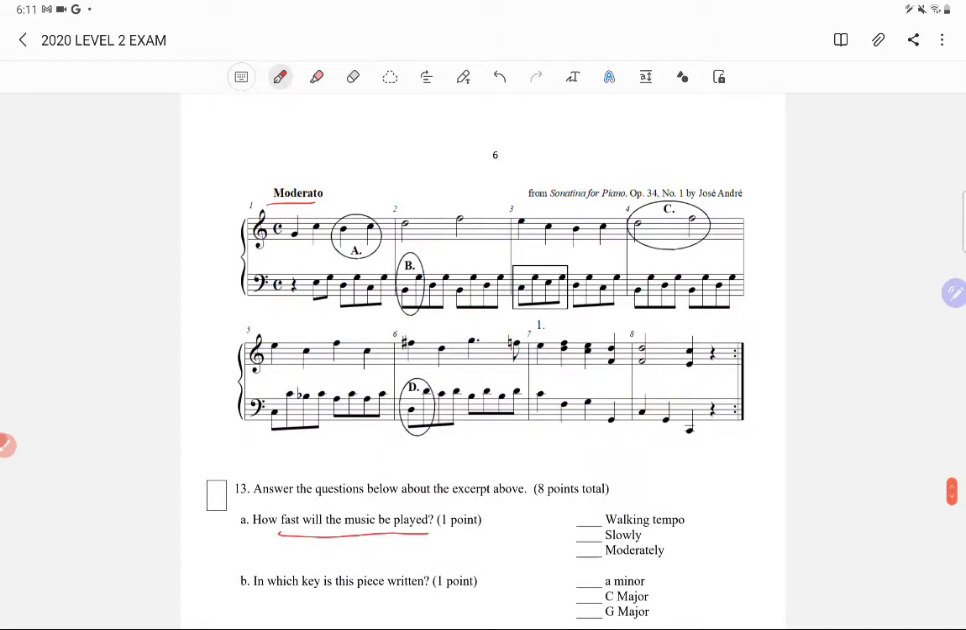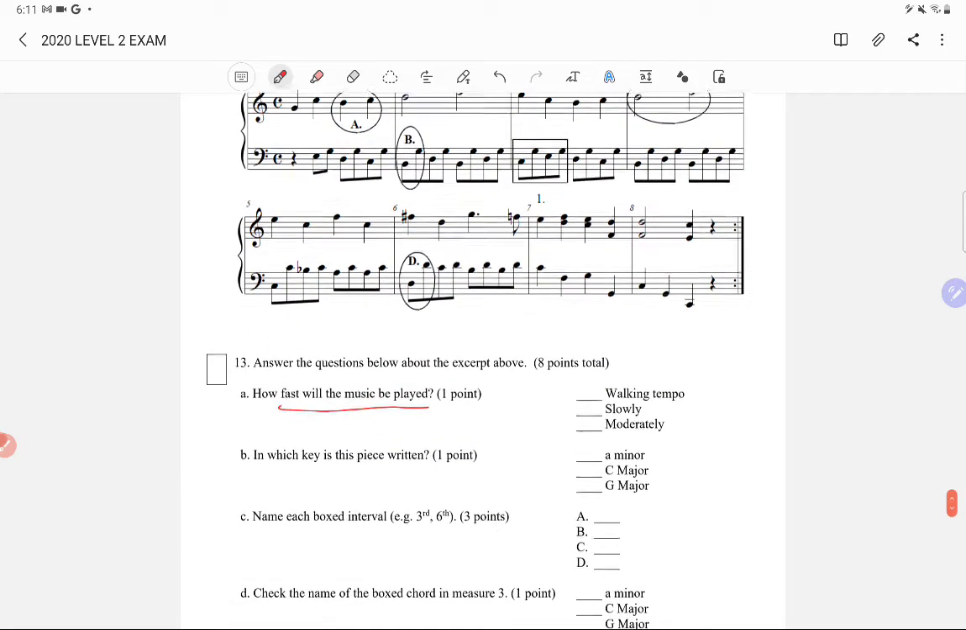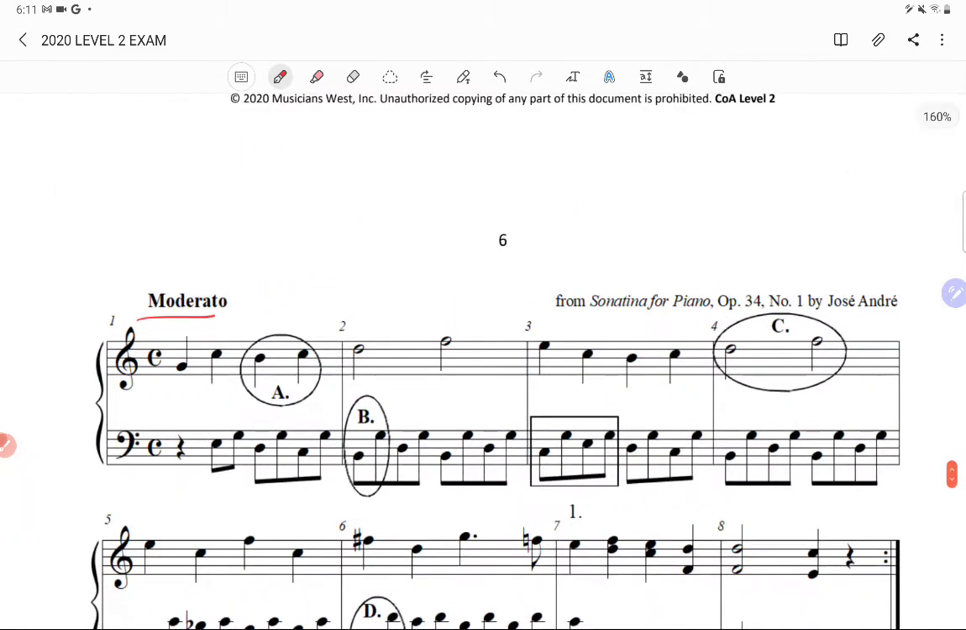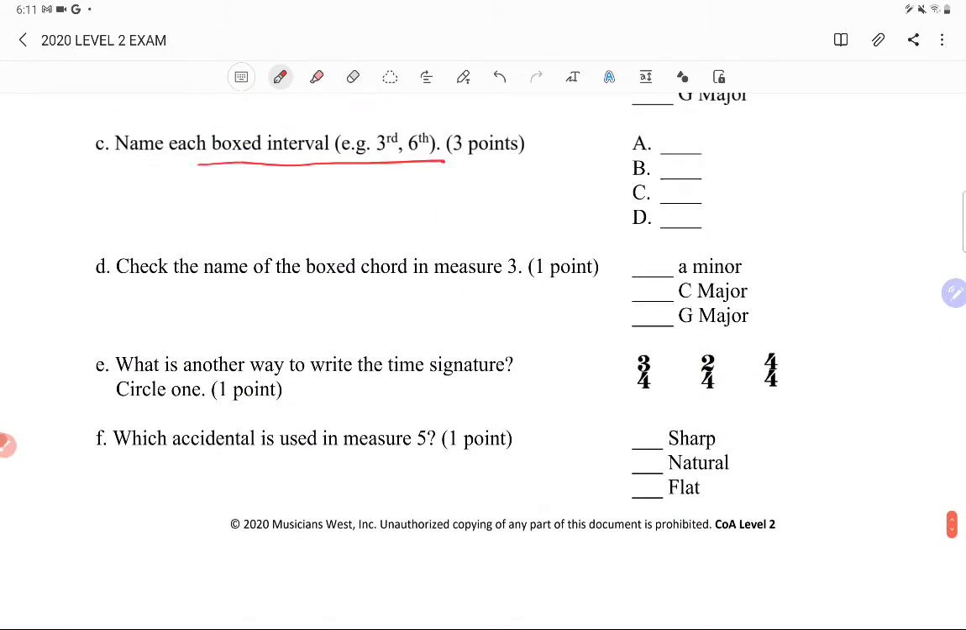Okay. Now, let's look at naming each boxed interval. Well, this is supposed to be easy for you. Remember, you just have to count lines and spaces. So in this case, you have 1 and 2. You're going to put 2, okay?